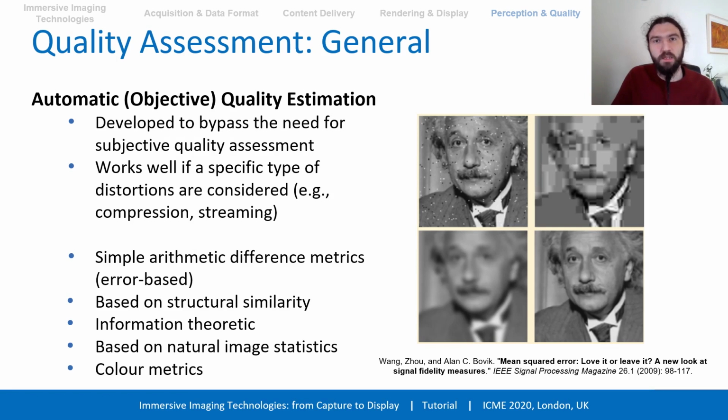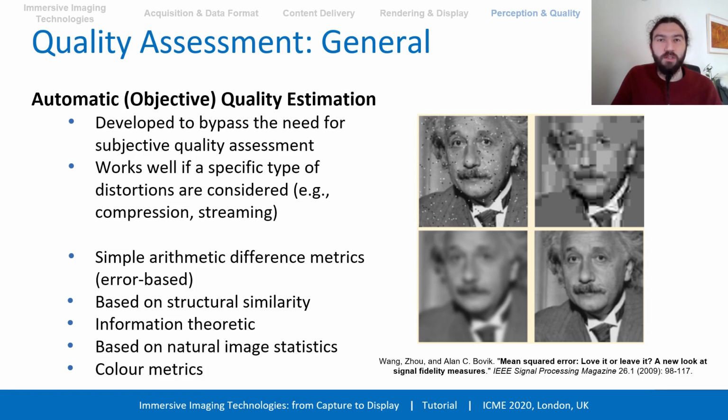To bypass the need for subjective quality assessment, the image processing field has been working hard to develop automatic quality estimation methods, which are also known as objective quality assessment metrics. Making computations on the pixel values of images and videos, these types of metrics can determine the quality level of a visual sample very fast. And these metrics generally work well if they only consider a specific type of distortion, such as compression, for example. On the other hand, for various distortion types, they might not work that well.